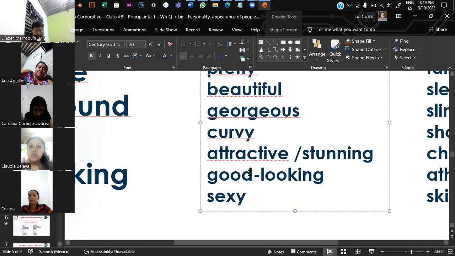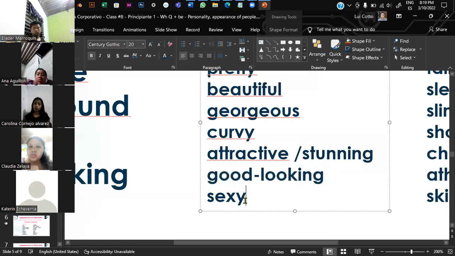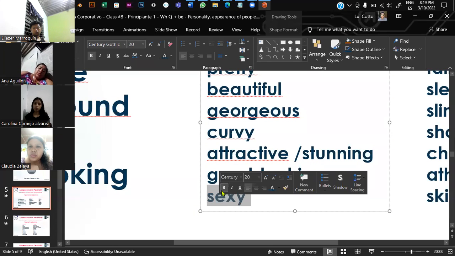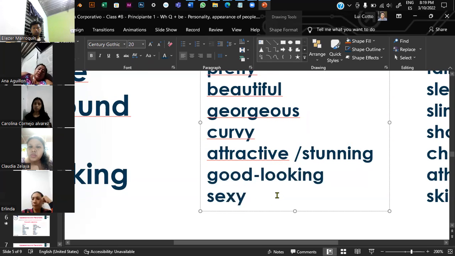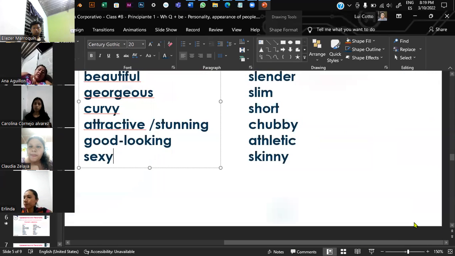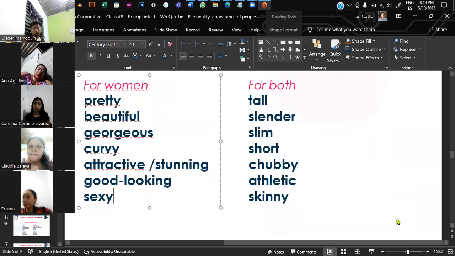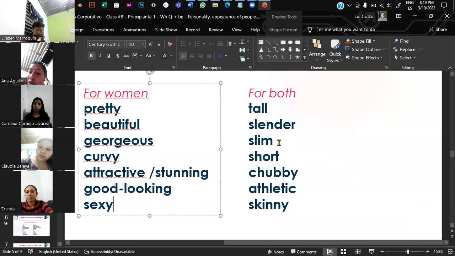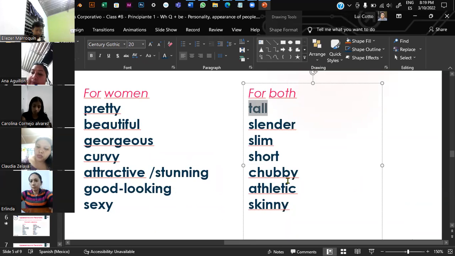Okay. Stunning. We have the next one, which is for women too. Not only for men, for women too. And sexy. Okay, for both. Now we are talking about appearance in general for both women and men.